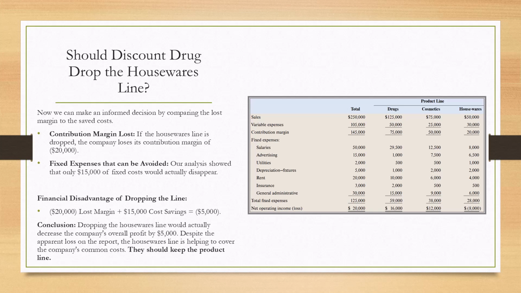The conclusion is clear. Dropping the housewares line would actually decrease the company's overall profit by $5,000. Despite what the initial report showed, the housewares line is helping to cover the company's common costs, and they should absolutely keep the product line.